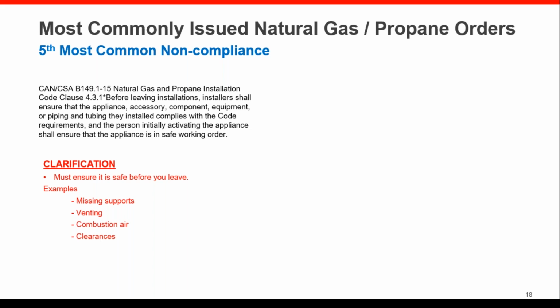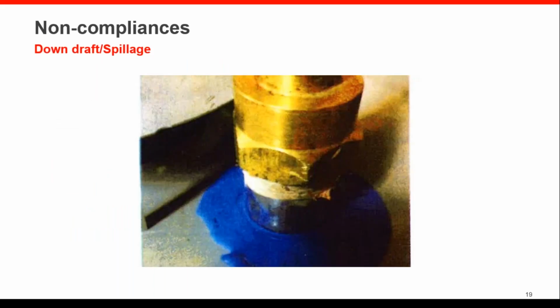And we find things like missing supports and venting materials that are incorrect, or they're mismatched materials, or they used the wrong glue. And again, combustion air that isn't sufficient for the installation, or there aren't proper clearances to the vent materials, or the appliance itself in terms of being able to service it. So we'll take a look at a couple of examples here that I pulled out.